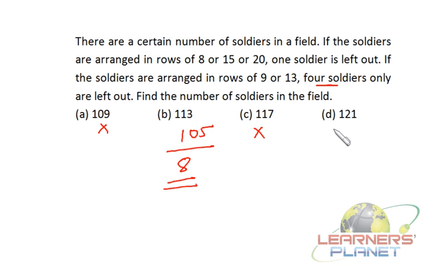Then also just check for the sake of clarity. Okay, so if 121 is divided by 9, just see whether it leaves a remainder 4 or not. So 13 into 9 is 117. Okay, so if it is divided by either 13 or 9, it will leave the remainder as 4. From 8, definitely 120 is the last multiple of 8 below 121, so it will leave the remainder as 1. Similarly for 15 and 20, so definitely 121 will be the correct choice. I hope you are clear.